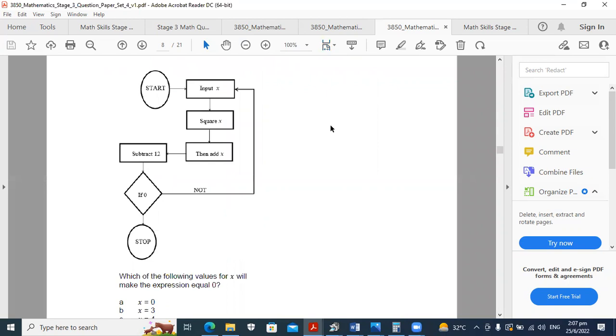Which of the following values of x will make the expression equal to 0? Input x, square, add x, subtract 12, 0. So if you scroll up a little bit more, maybe we can see the options, please.